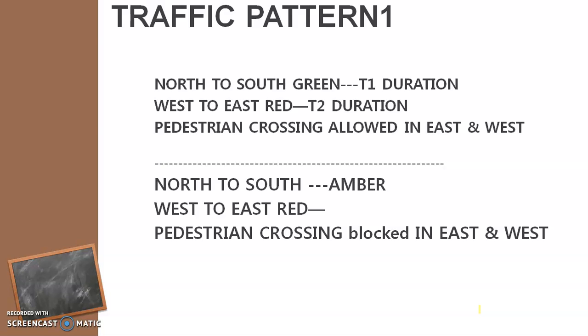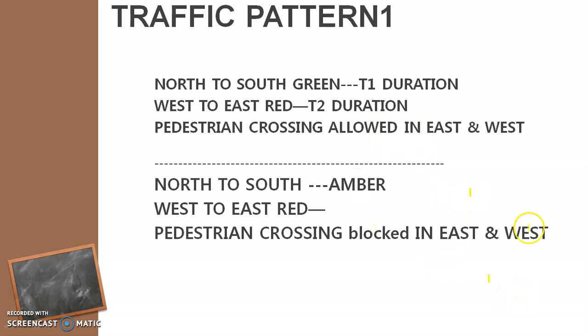Next scenario, the same scenario, after green the light comes to amber. But still the west to east light will be red whenever it goes to amber, because for the amber light we will not give much duration, it is for a very short duration. So we will make the pedestrian crossing off, and it has been blocked so that pedestrian crossing is not allowed when the signal is amber.